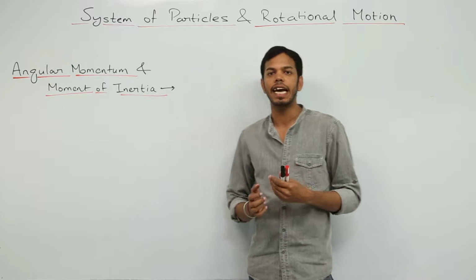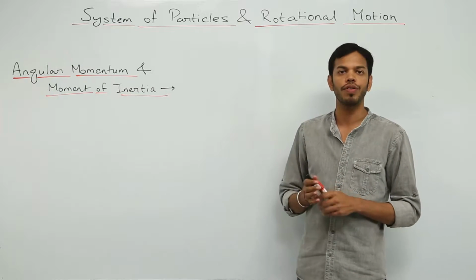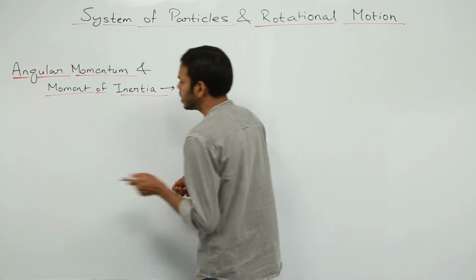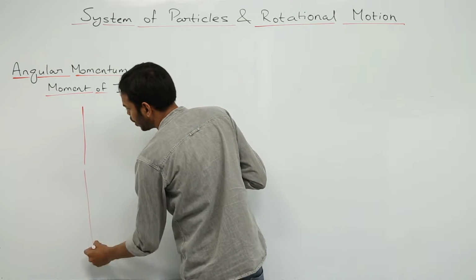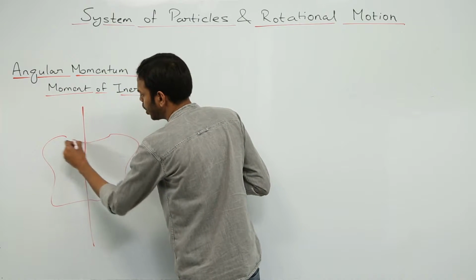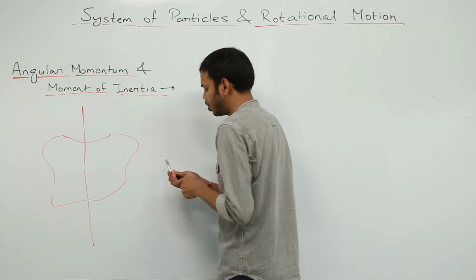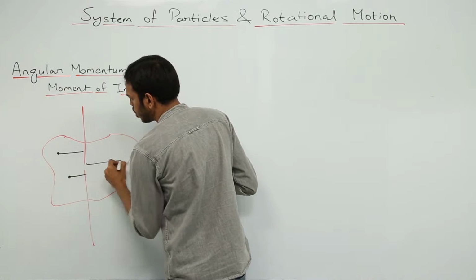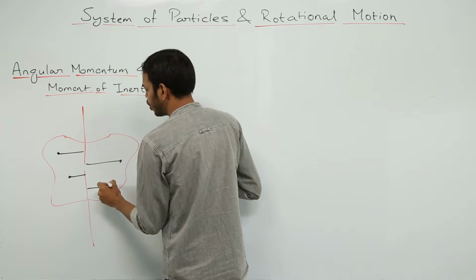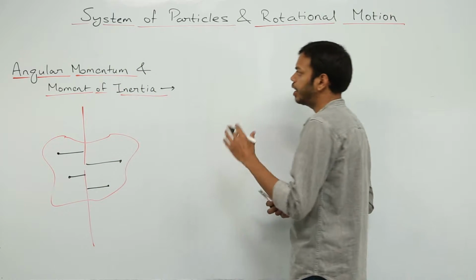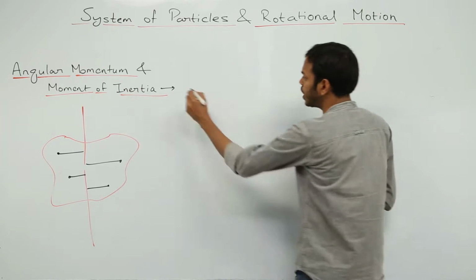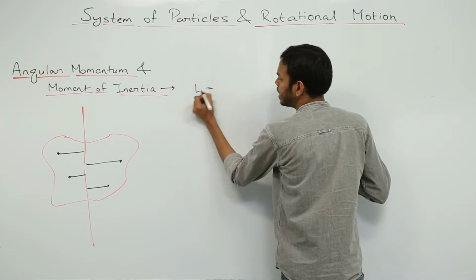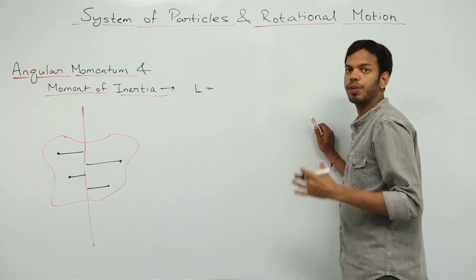As we have just described the relationship between torque and moment of inertia, similarly on the same grounds, we have the axis of rotation and a rigid body, the constituent particles at various distances of separation from the axis of rotation, right? So right now we are talking about angular momentum. What is angular momentum? It is the product of linear momentum with distance.